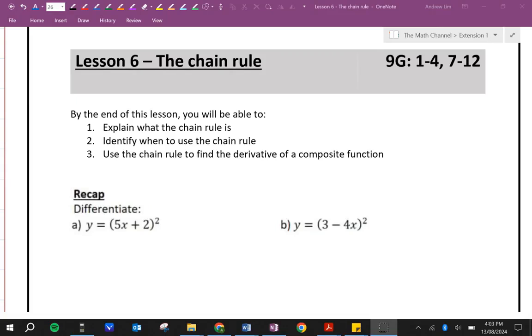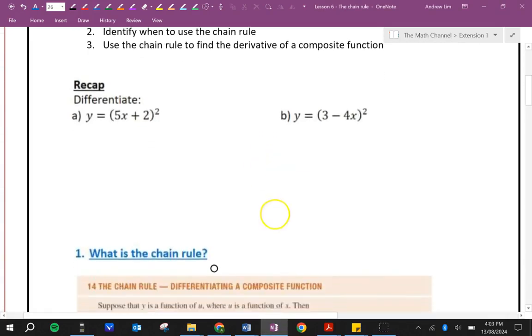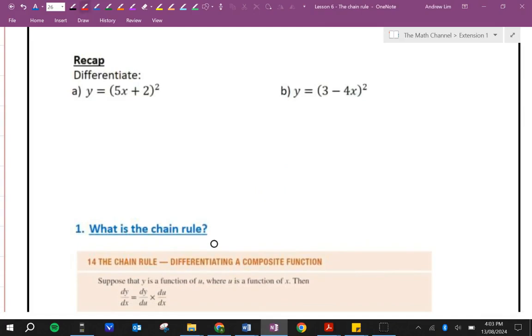In this video, we're going to be looking at the chain rule. By the end of this lesson, you'll be able to explain what the chain rule is, identify when to use it, and use it to find the derivative of a composite function. So let's have a look at two recap questions.